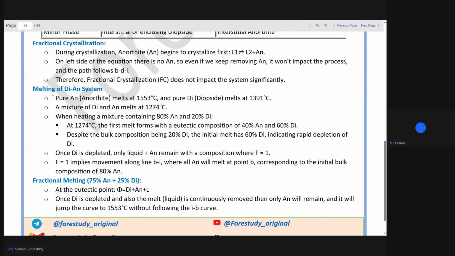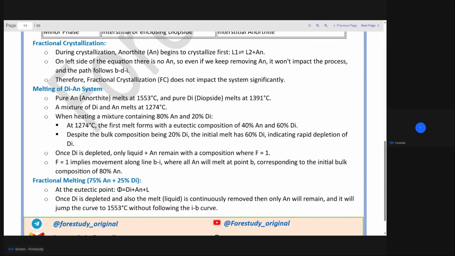Now next is melting of the diopside-anorthite system. Pure anorthite melts at 1553 degrees Celsius and pure diopside melts at 1391 degrees Celsius. These are very important temperatures. If you want, you can write this in your answers while drawing the diagram. A mixture of diopside and anorthite melts at 1274 degrees Celsius.